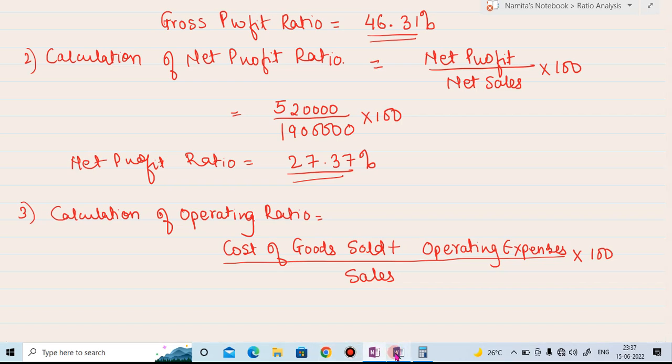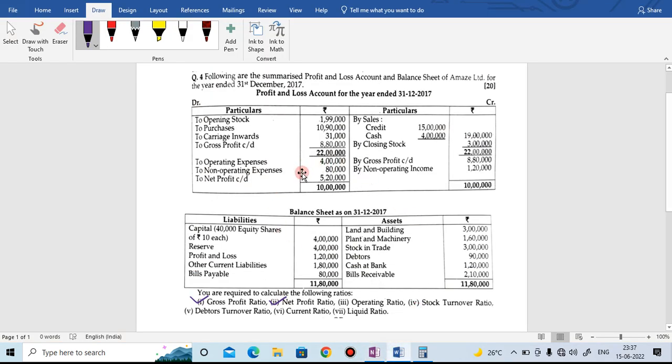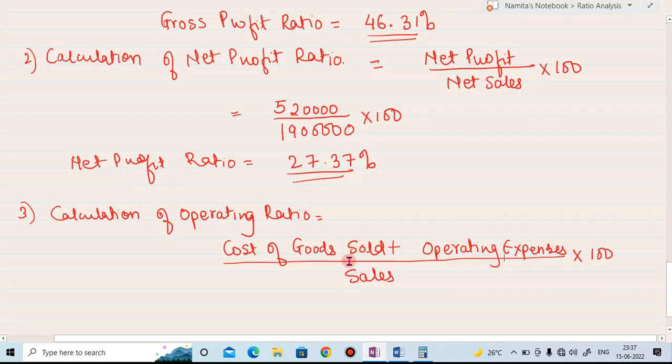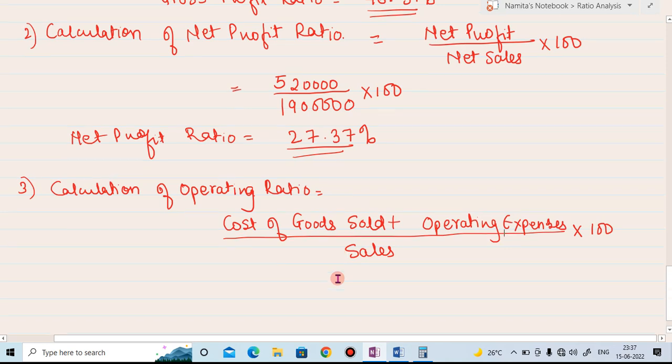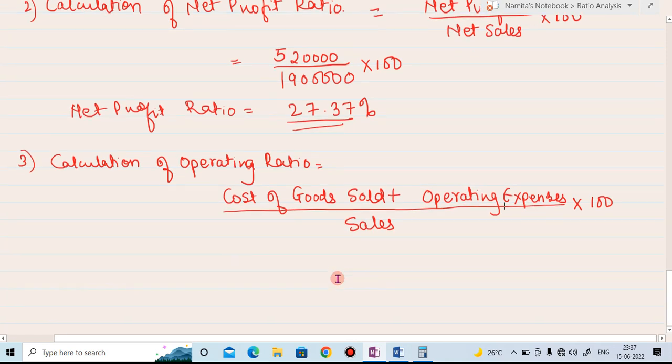Now see here, in this example we have to find the cost of goods sold, and the operating expenses value is already given. So no need to find the operating expenses, but we have to find the cost of goods sold. Now there are two methods to find the cost of goods sold. I will show you both the methods. First thing, we have to find cost of goods sold.